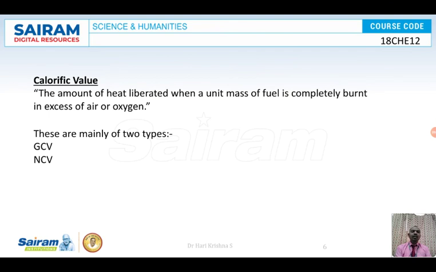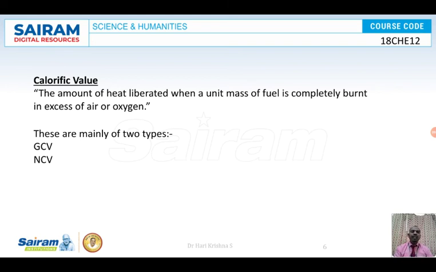Calorific value. The amount of heat liberated when a unit mass of fuel is completely burnt in excess of air or oxygen is called calorific value. What do you mean by calorific value? The amount of heat liberated when a unit mass of fuel is completely burnt in excess of air or oxygen. What do you mean by unit mass? It might be 1 milligram or 1 gram or 1 kg. So when a unit mass of fuel is completely burnt in excess of air.